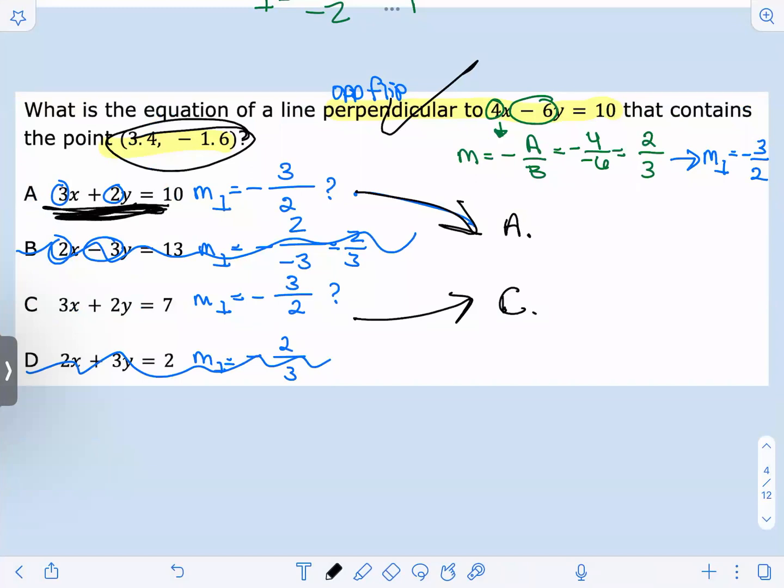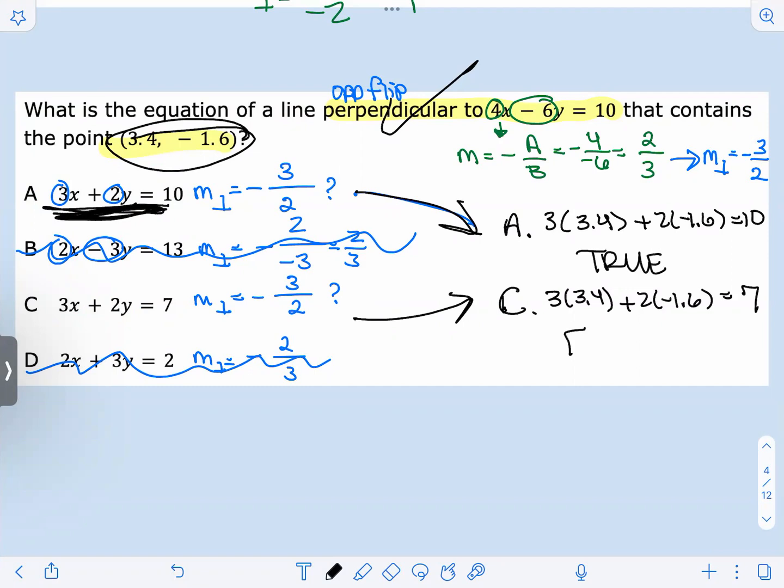So we're going to actually plug in. So we get 3 times parentheses 3.4 plus 2 times parentheses negative 1.6 and gets you 10. And then 3 parentheses 3.4 plus 2 times negative 1.6, which gets you 7. And you end up discovering that the correct answer here is going to be, I believe it is A. Let me run it through real quick. And yep, you should get this is true in your calculator and this is false. And so the correct answer here is A.